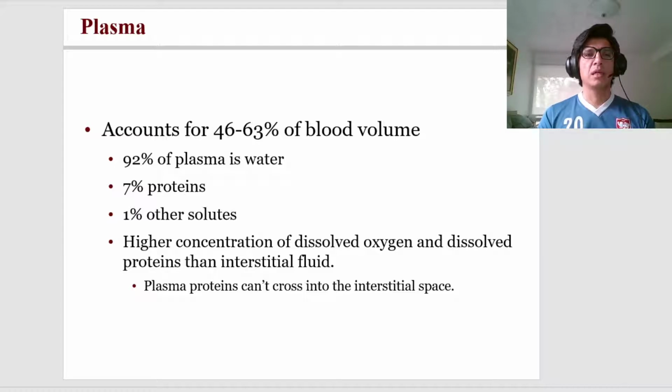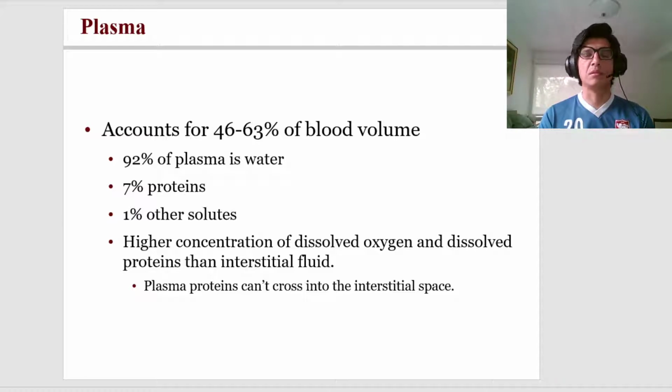So let's take a closer look at plasma. Plasma accounts for, we mentioned, 55% of blood volume: 92% water, 7% proteins, 1% solutes. Plasma has a higher concentration of oxygen and dissolved proteins for the reasons we mentioned. Proteins cannot readily leave the blood vessels, and oxygen is in higher concentration.